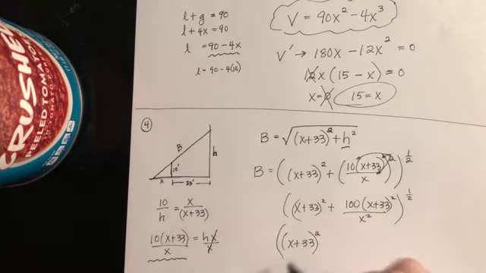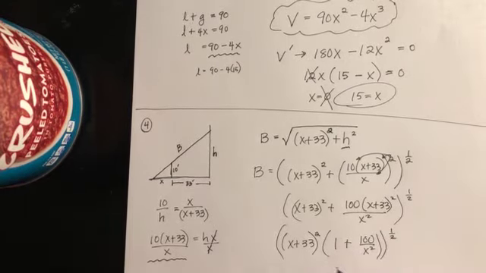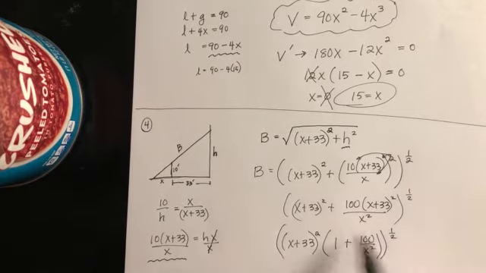X plus 33, I'm sorry, this is all still in that parentheses. And then x plus 33 squared is out, and that leaves you with 1, and that leaves you with 100 over x squared to the 1/2 power. All right, so the cool thing here is that once you factor like this, the 1/2 power will go to both. And that means that this is just x plus 33. And then this guy will be, let's clean this up, x squared plus 100 over x squared to the 1/2, right?